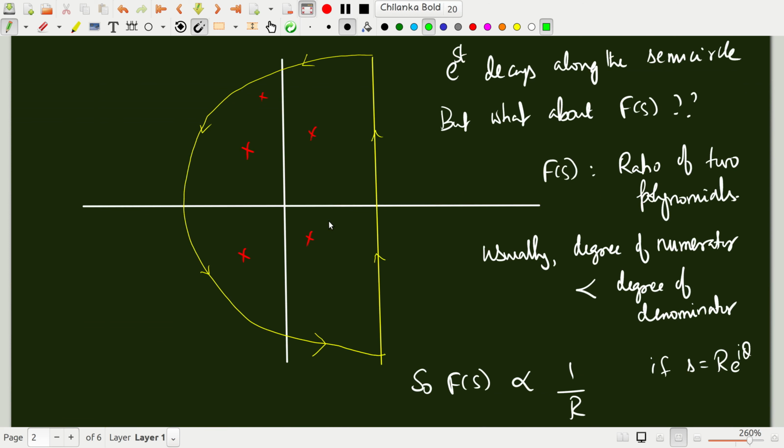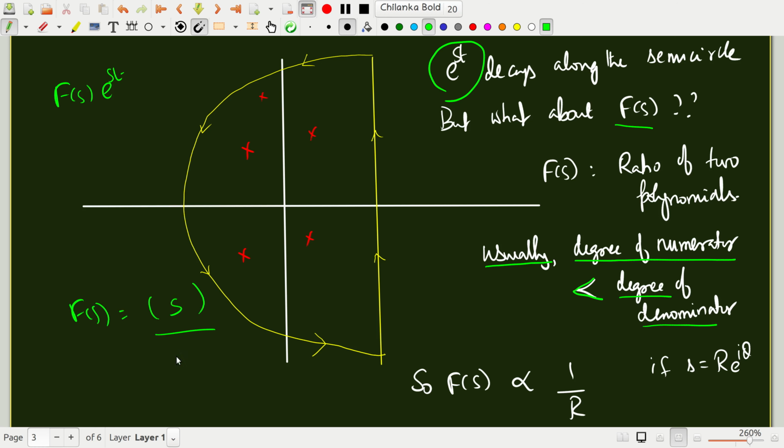Now we showed that e to the st decays along this semicircle, but what about f of s? After all, we are integrating f of s e to the st over this entire contour. If you remember your process dynamics and control, where you solve ordinary differential equations, f of s will be a ratio of two polynomials. For physically realizable systems, usually the degree of the numerator is less than the degree of the denominator.